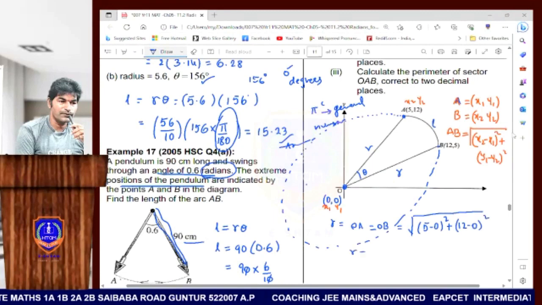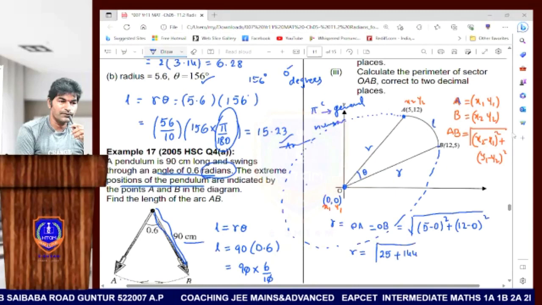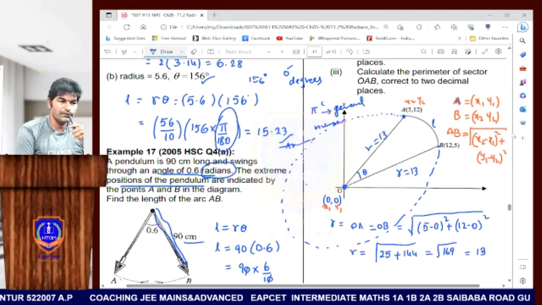So therefore r is equal to how much? 5 minus 0 is 5, 5 square is 25. 12 minus 0 is 12, 12 square is 144, and it is under the square root. If you add these two values together, you will get 169. And root over 169 is how much? 13. That means this radius is 13. Got it? This radius is 13. Understood?